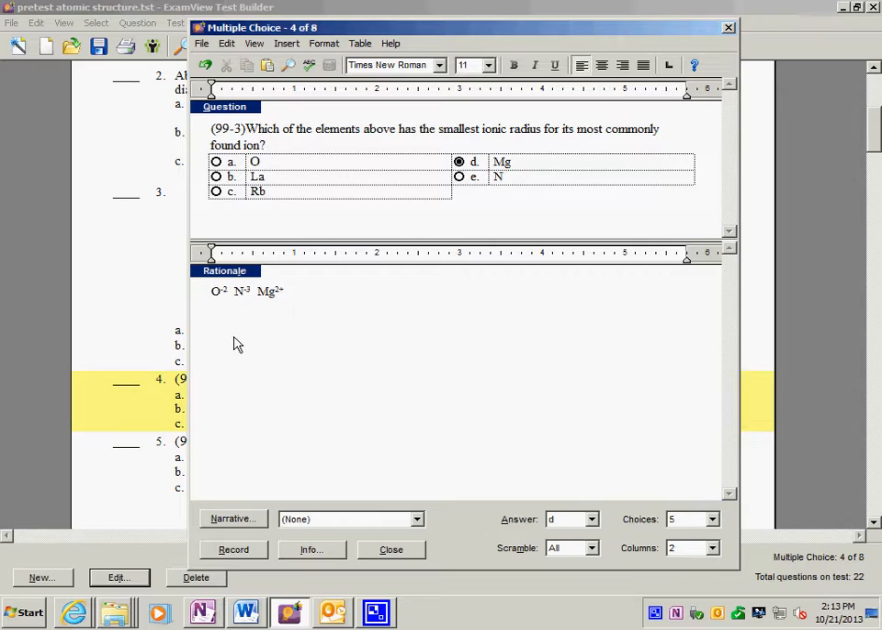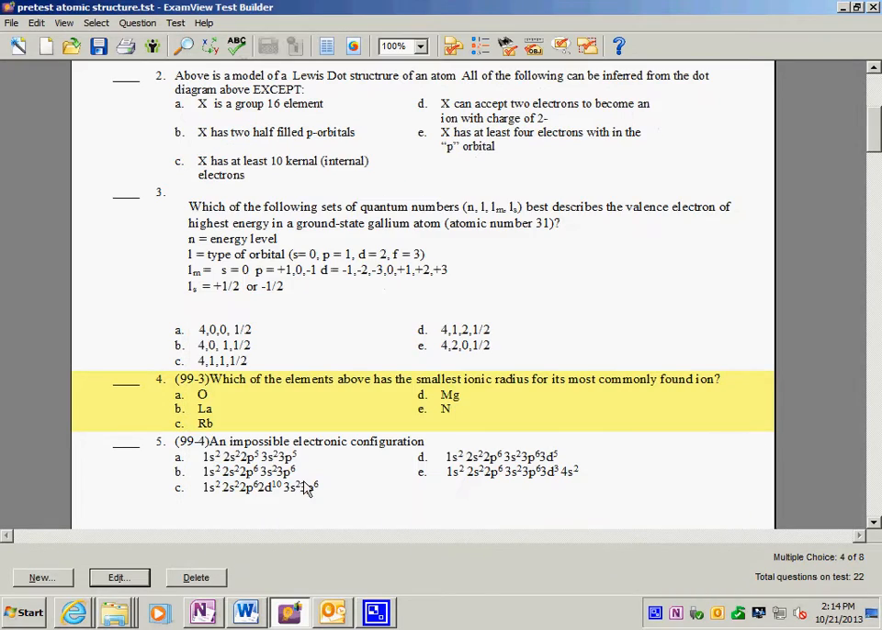All of these guys have the 10 electrons that we're looking at here. So they all are in the same energy orbital. Only difference is now the number of protons. And magnesium has the most protons at 12, which pulls the outer electrons in the farthest, making it the smallest radius of the ions listed.